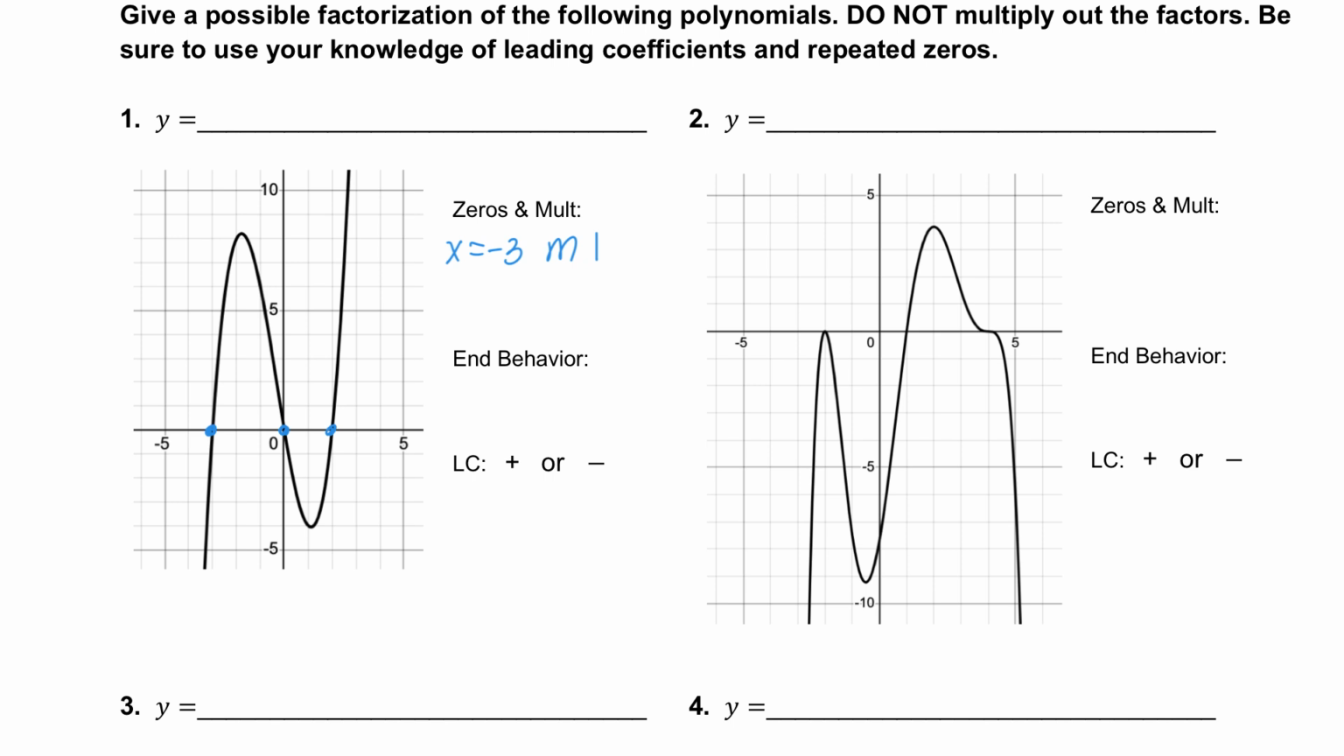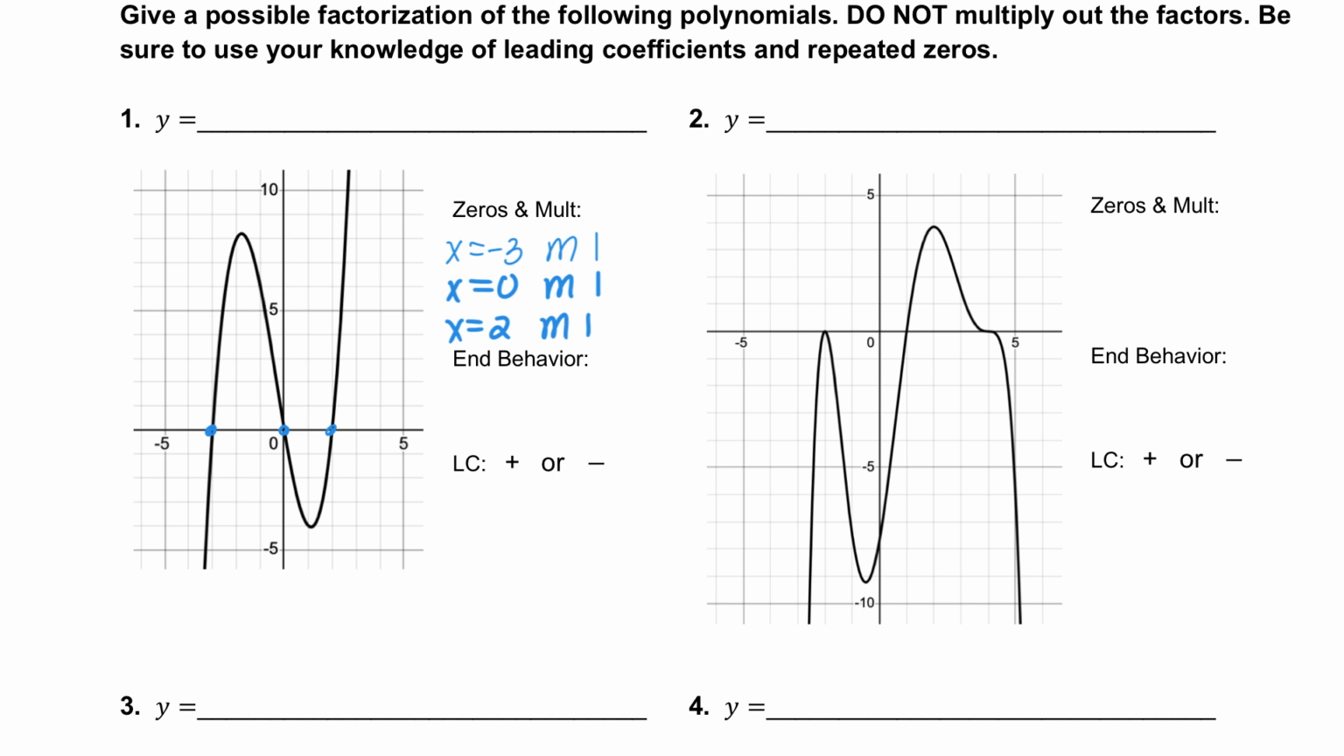Okay, the second one is at 0. Again, it crosses straight over, so its multiplicity is 1. And the last one is 2, and it also crosses over. So all of these have a multiplicity of 1. Okay, that helps me know what exponent to put on the factors.